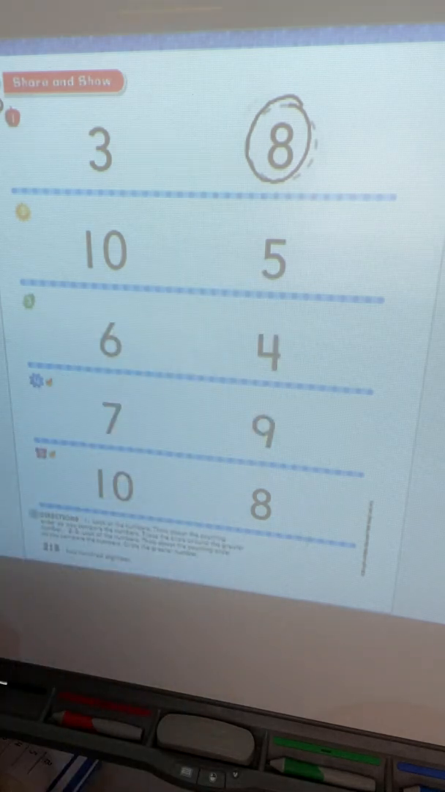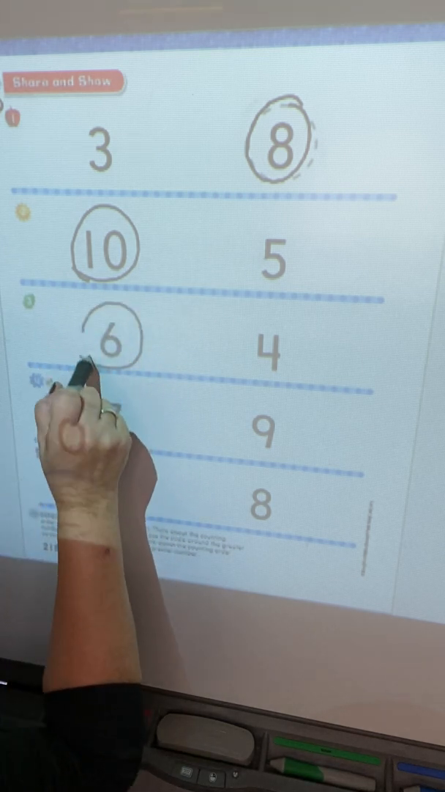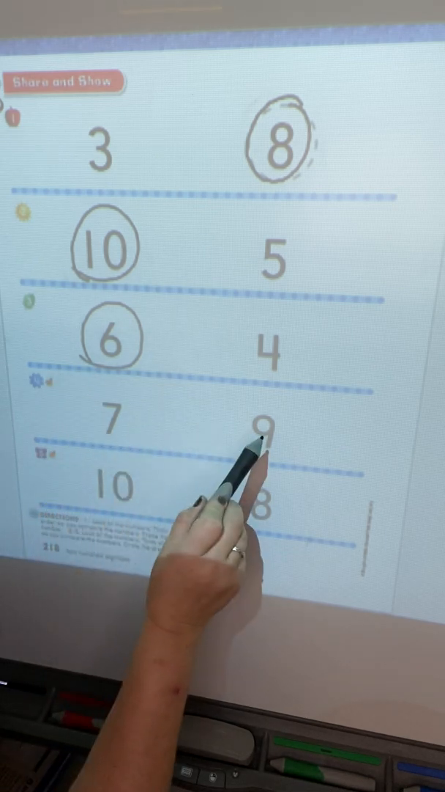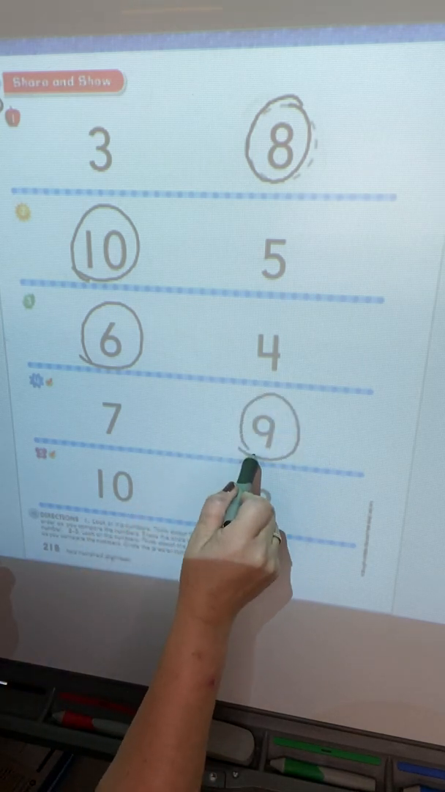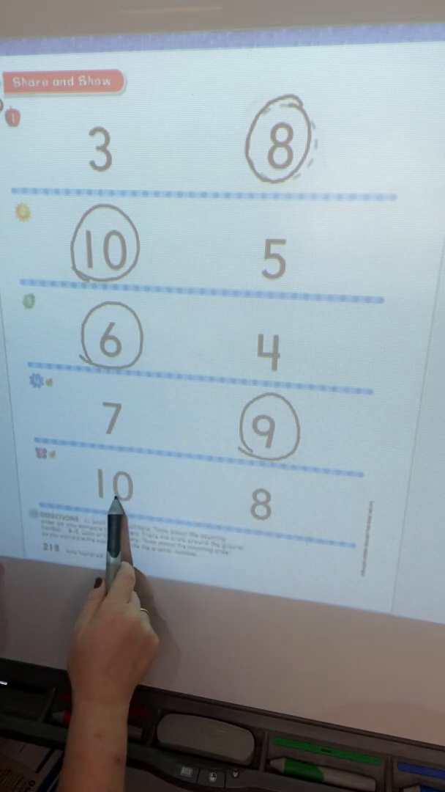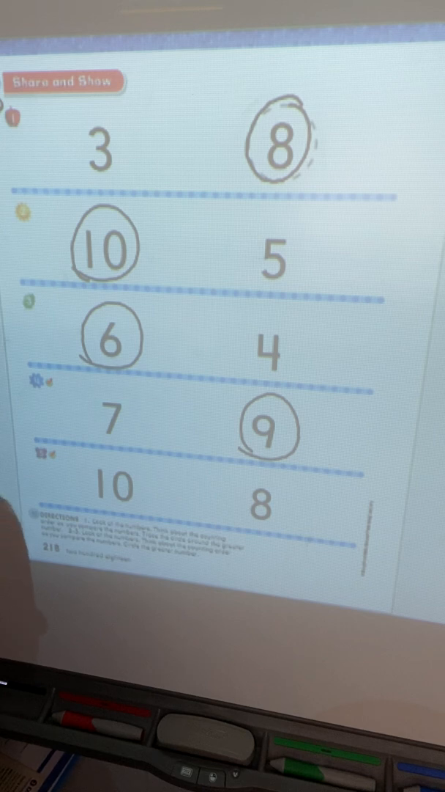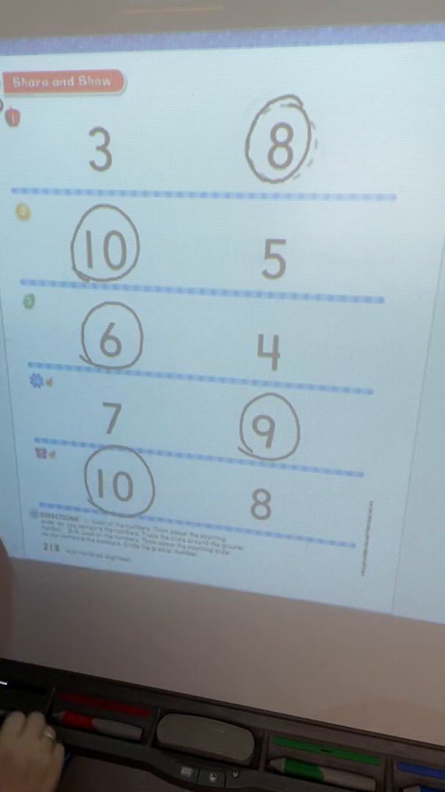10 and 5, which one is greater? 10. 10 is greater. How about 6 and 4? Do you know which one is greater? If you said 6, you are correct. How about 7 and 9? Which one is greater? 9. 9 is the greatest. It is the biggest number. And on number 5, compare those two numbers 10 and 8. Which one is greater? 10. 10 is the greatest.